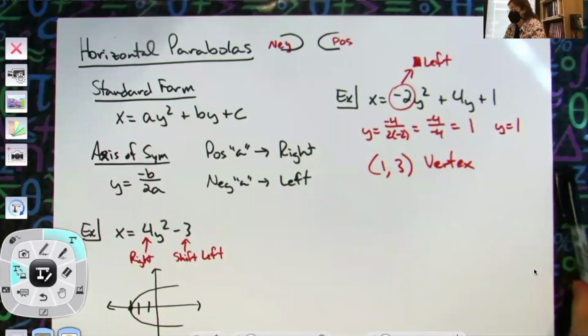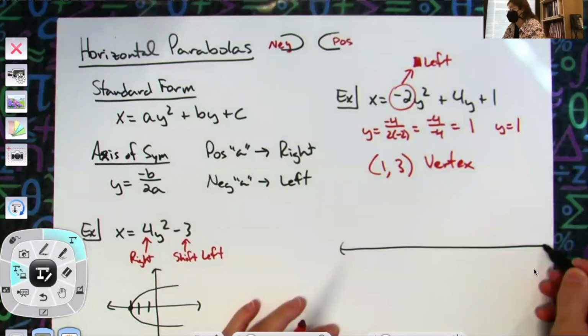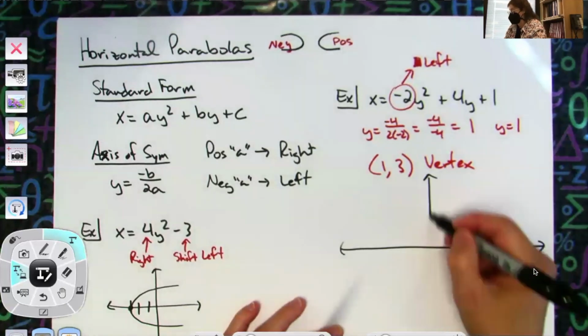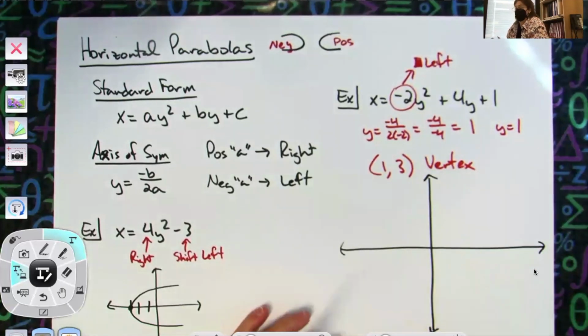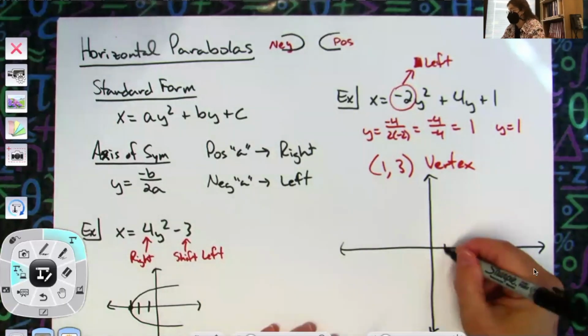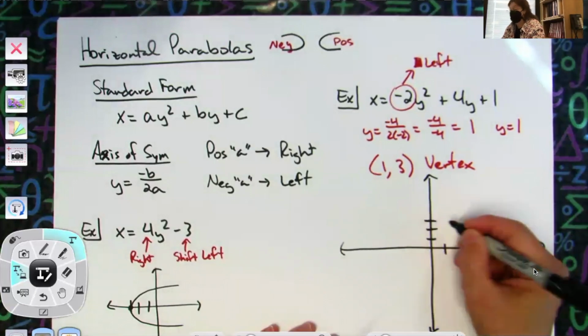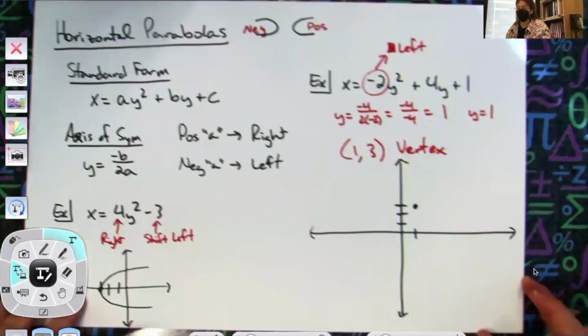All right, now I'm still going to do a sketch. You remember the shortcut method that we did for parabolas last year? Just because this is horizontal and not vertical, I can still do that same shortcut. All right, I've got my vertex. So let's go 1 and then 1, 2, 3.